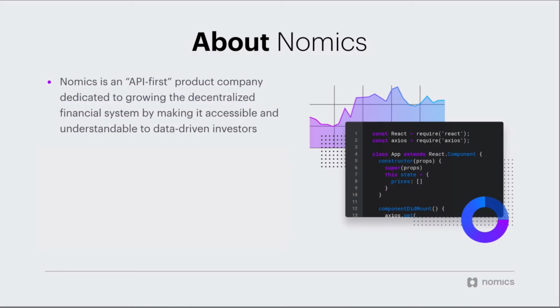First, a little bit about the company. We are an API-first product company. So of everything that we do, our API comes first. We built the API before we built anything else. If you do go to nomics.com, that entire website was built with our API. So anything you see on the website, we have available, but we also have a lot of data available that is not on our website.